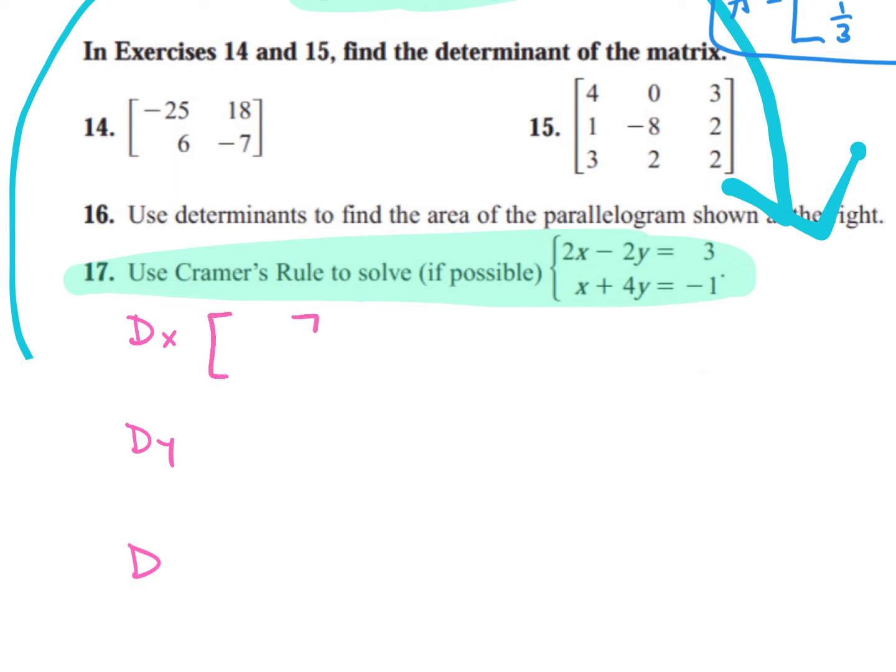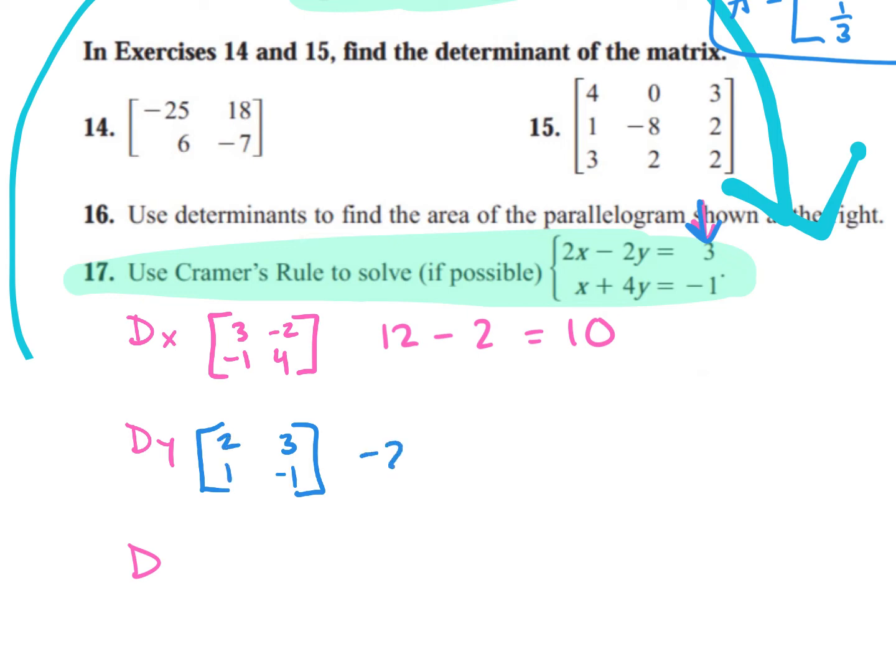So when finding the determinant of the x's, we plug the answers into our x column. So that would be 3, -1 in our first x column. And then the y's would be -2, 4. Remember the determinant, we just multiply the majors and then subtract the minors. So 12 minus 2, which would be 10. To find the determinant of the y's, we replace the y column with the answers, so that 3, -1 would go in the y column, and 2, 1 would go in the x column. So multiply the majors, get -2 minus 3, which would be -5.